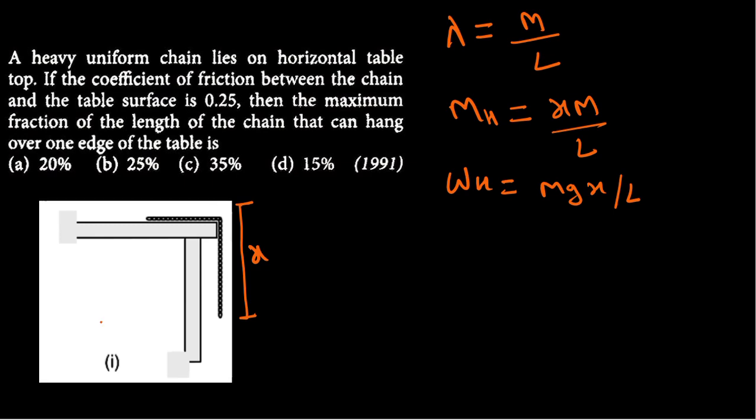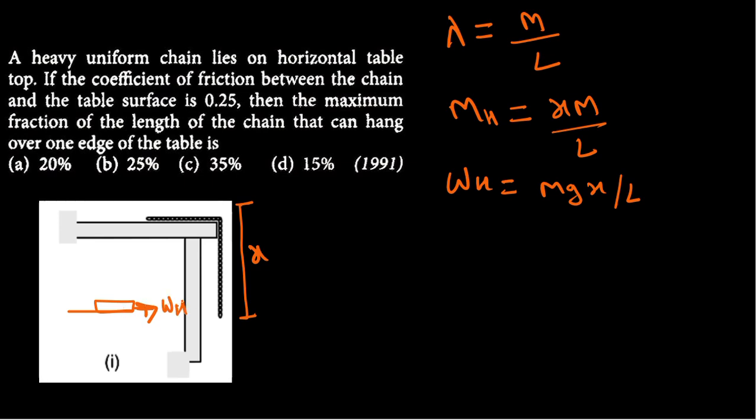Now if you make the FBD of the part of the chain which is on the table, here it is facing a downward force, actually not downward. Here the force will be in this direction. The force on the hanging part is downward, so this will try to pull the chain in the right direction. So here it will face a force in this direction, which will be equal to the weight of the hanging chain.